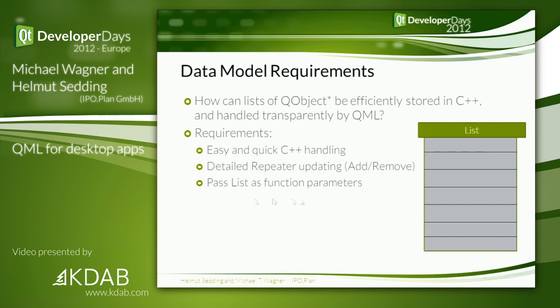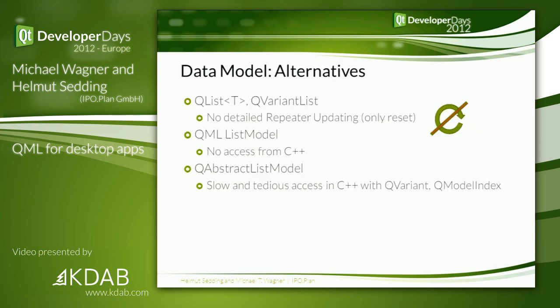What we also need is the possibility to pass a list as a function parameter from C++ to QML and the other way around. But when we use the standard list models in QML, we cannot pass them to C++ because they are not made to be accessed from C++. So this is also not a solution for us. What comes nearest is the QAbstractListModel.